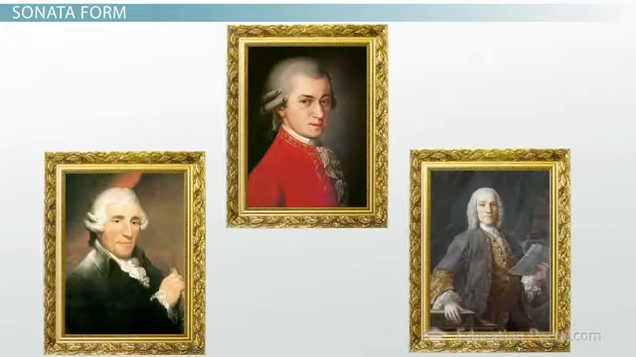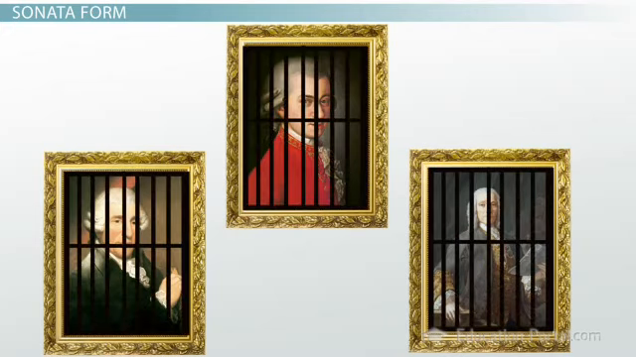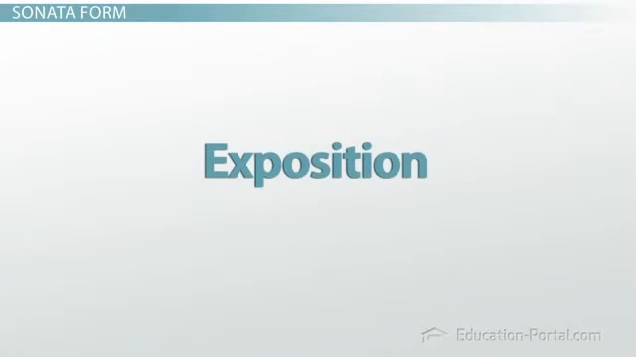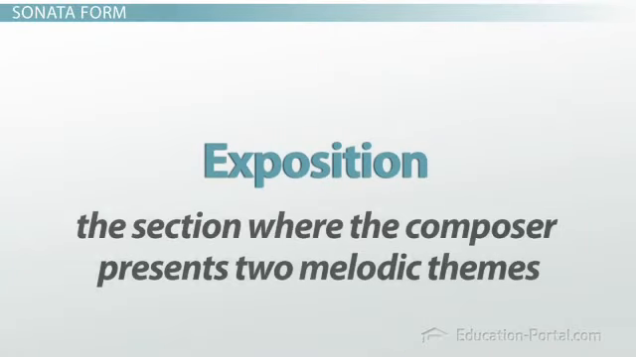By the classical period, composers grew bored of being locked into such a small structure, so they expanded it to include room for experimentation. Each section has a specific name and purpose. The first A section is called the exposition. The exposition is the section where the composer presents two melodic themes.